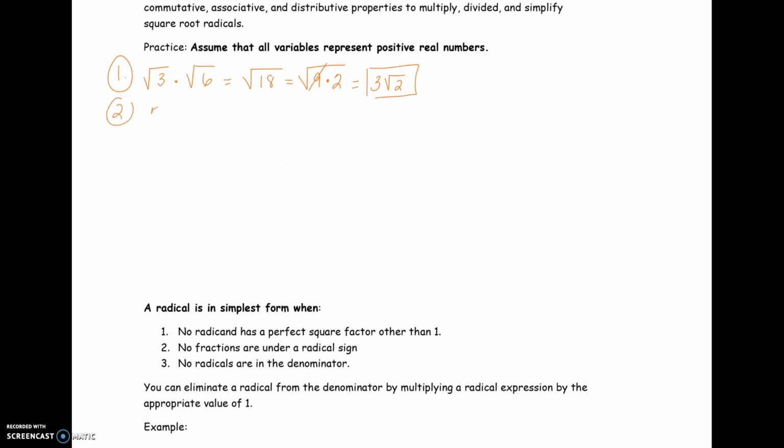Here's another one. 7 square root of 2 times 5 square root of 2. Okay, so we have numbers in front of our radicals. Those can be multiplied. So 7 times 5 is 35, and then they're both square roots, so 2 times 2 is 4, and we know that 4 is a perfect square, so this becomes 35 times 2, or 70.